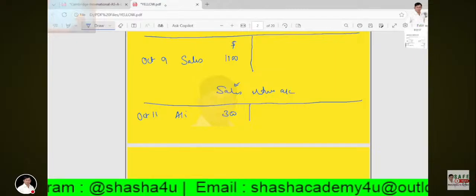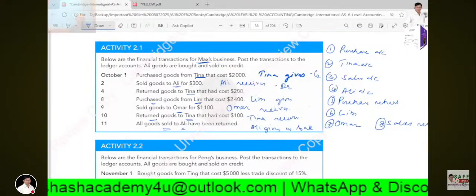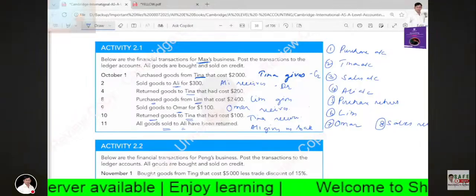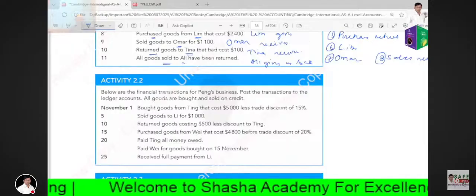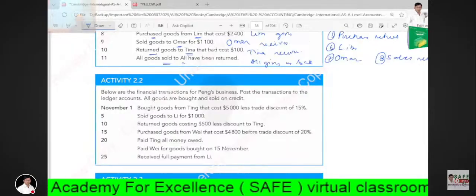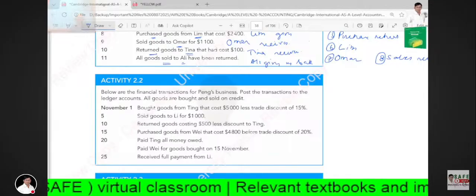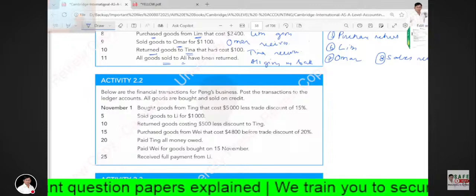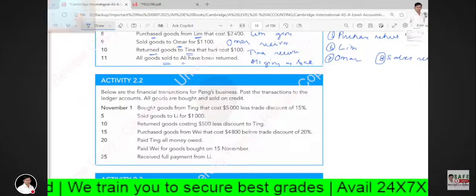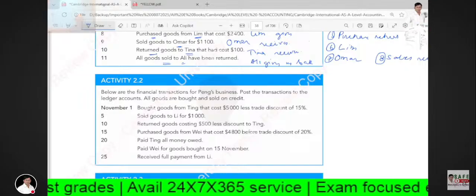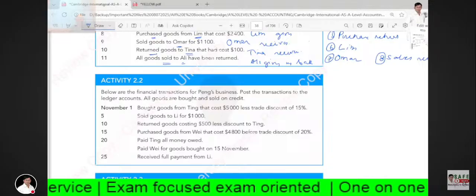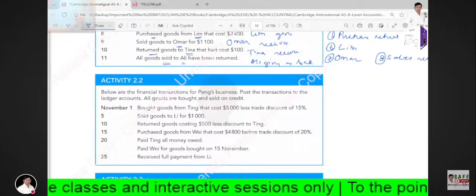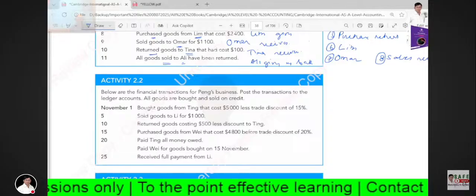Okay. So next, this is activity 2.1. Now you can try working out activity 2.2. Below are all the financial transactions for Penn's business; post the transactions to the ledger accounts. All goods are bought and sold on credit. Bought goods from Ting that cost 5,000 less trade discount of 15%. Sold goods to Lee for 1,000. Returned goods costing 500 less discount to Ting. Purchased from V goods that cost 4,800 before trade discount of 20%.